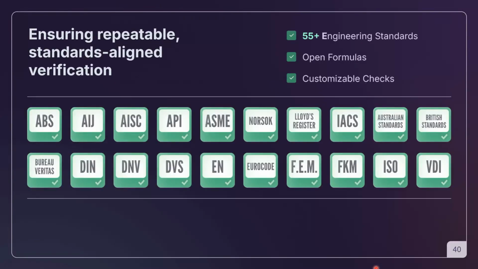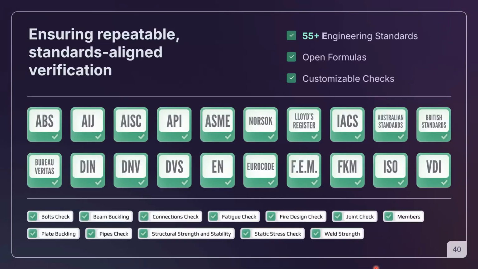SDC at the moment has more than 55 engineering standards implemented. They are split into different groups like bolt checks, beam checks, fatigue checks, or buckling checks. So as you can see, there are quite a lot of different certification societies.